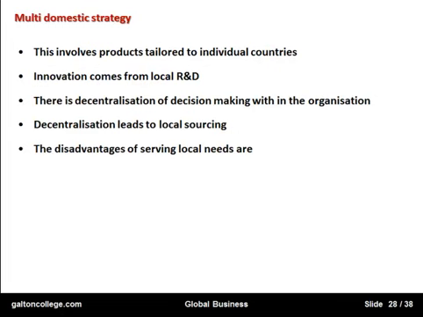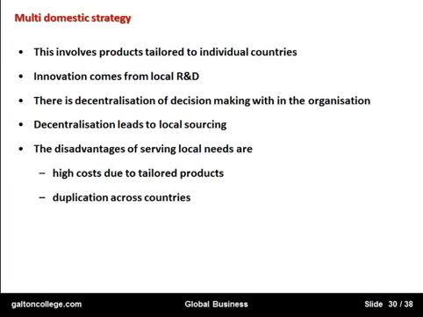Now, the disadvantages of serving local needs are higher costs due to tailored products. Of course, the more specialized the products are to that society, the more expensive they are. The research and development and the development costs are not shared right across the globe, as in the case of the Sony example we just dealt with earlier.